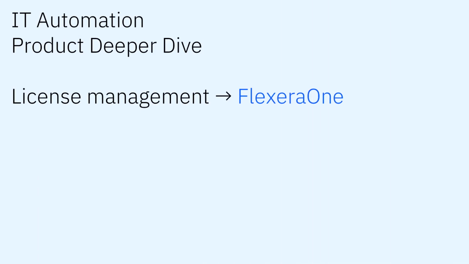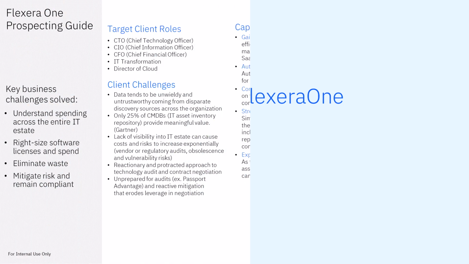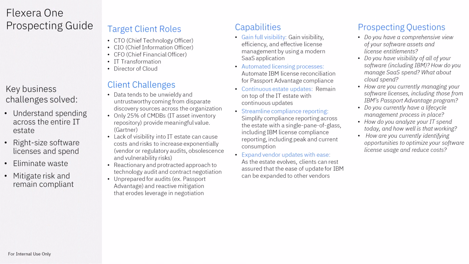Final product in the IT automation product stack is Flexera One. Remember, IBM has an OEM relationship with Flexera. So all we've included in this particular section is a prospecting guide that discusses client roles, challenges, prospecting questions, and a few other items.